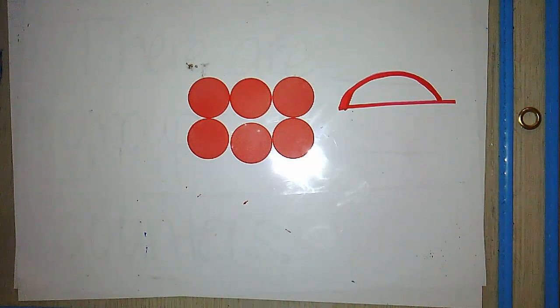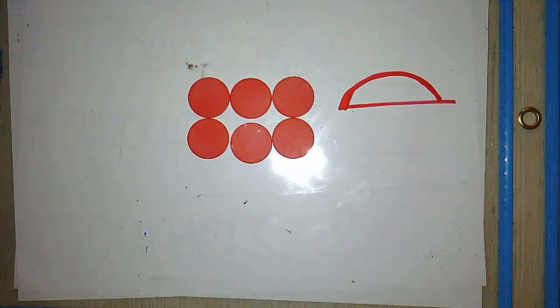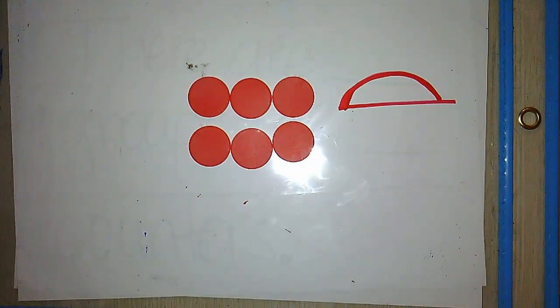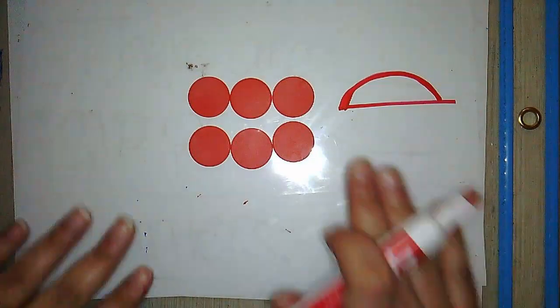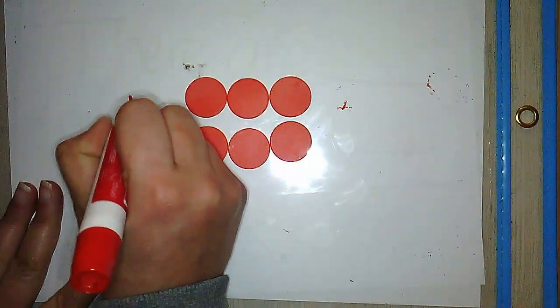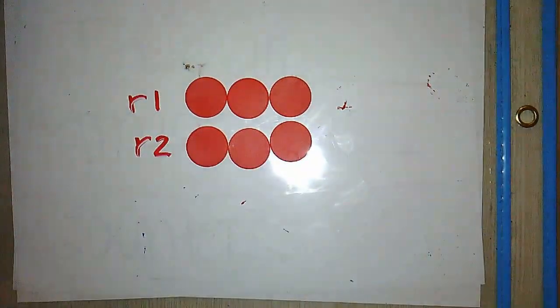Yes, boys and girls, if you said that the same number is in each row, kiss your brain. And if you also notice that there's two groups of three, that's also correct, boys and girls. I want you to think, how many counters are in each row? This is row 1, the R stands for row, and this is row 2. How many counters are in each row?